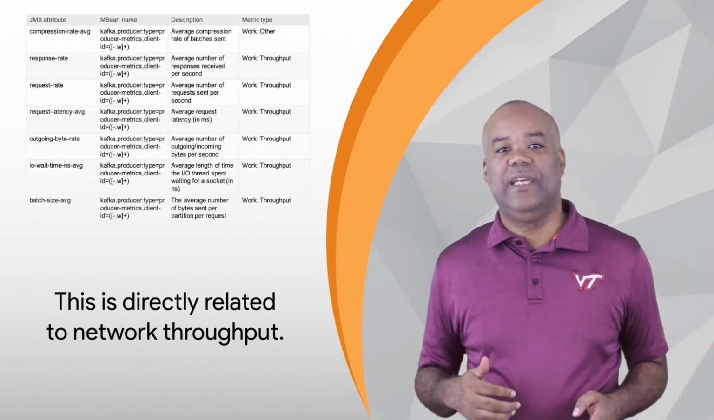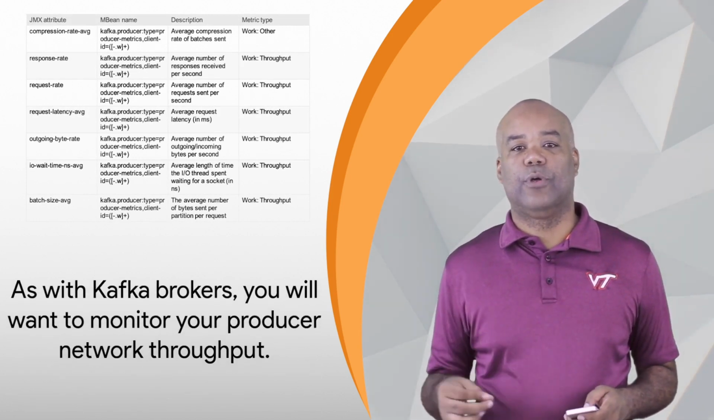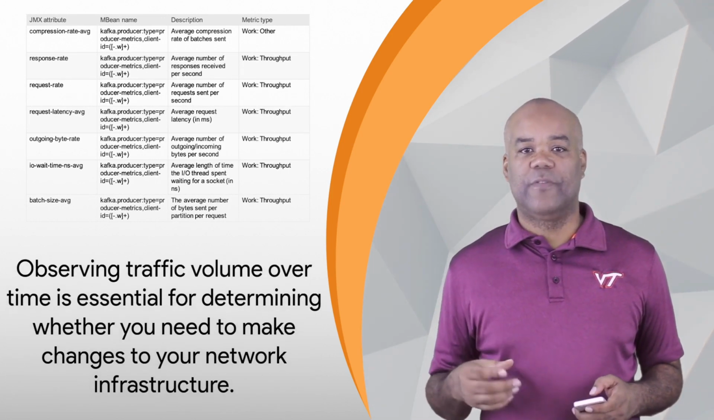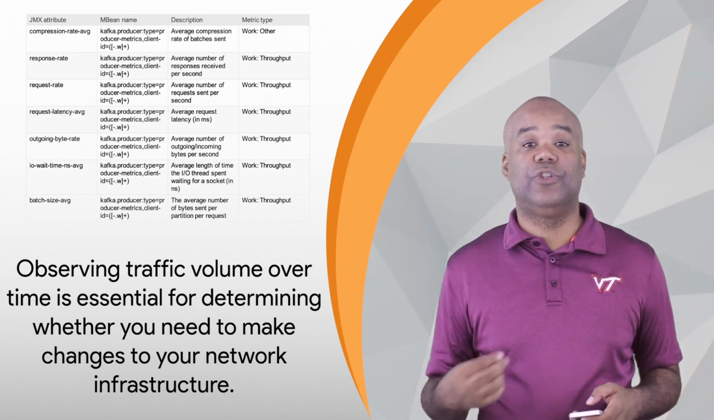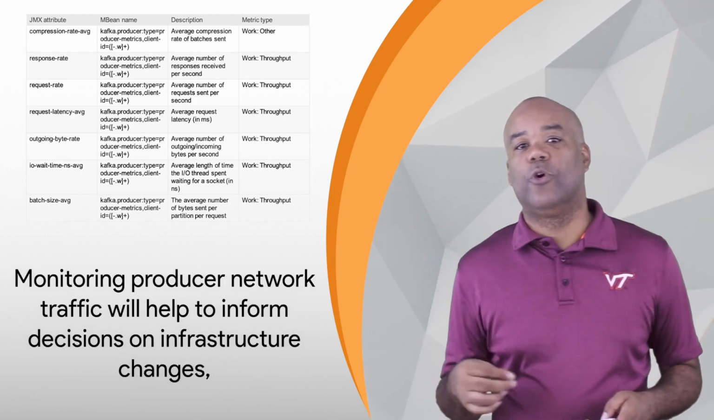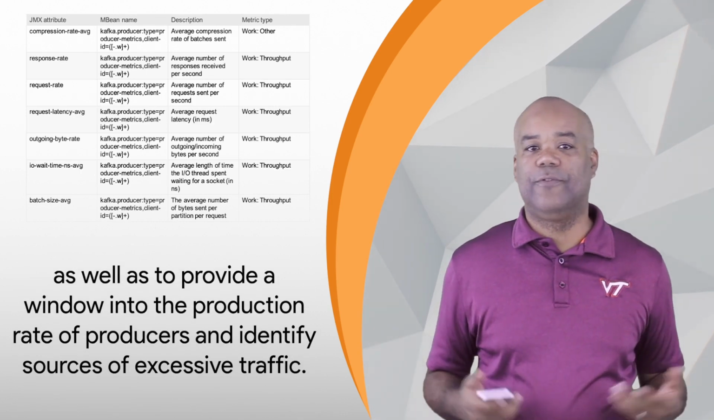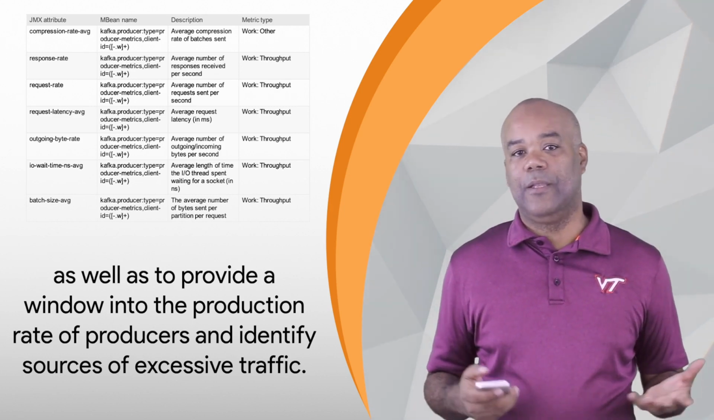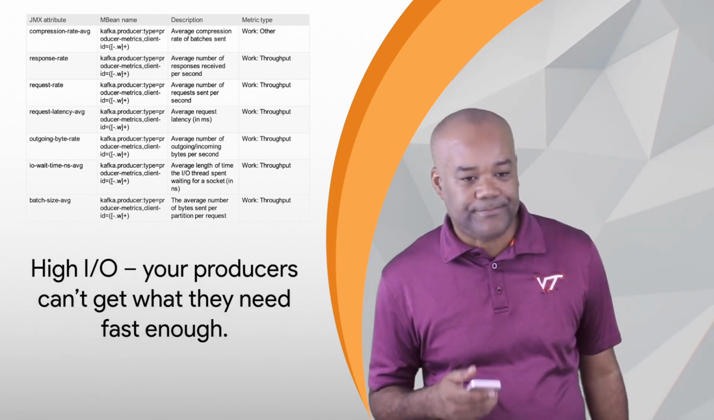Okay, so what you see on your screen is directly related to network throughput. Just like with the Kafka brokers, you want to monitor your producer network throughput. Observing the traffic volume over time is essential for determining whether you need to make changes to your network infrastructure. Monitoring the producer network traffic will help to inform decisions on infrastructure changes, as well as to provide a window into the production rate of your producers and to identify sources of excessive traffic. And in most cases, it'll be an application. Let's move on to the next one.